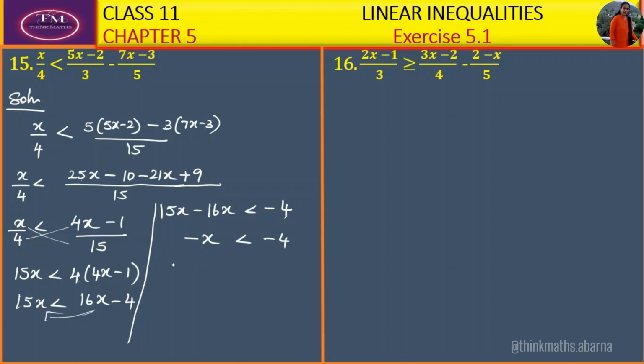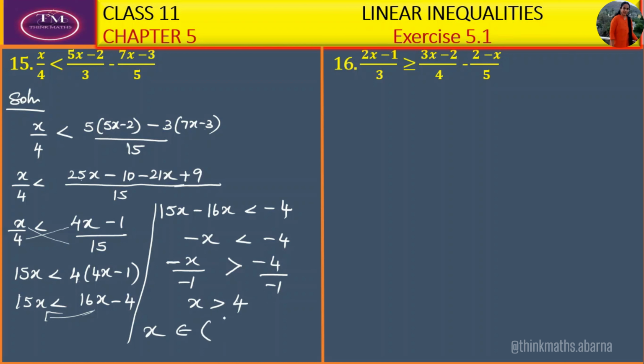As usual, we will divide by negative 1 to remove this negative sign. So if we are dividing by negative, what happens to the inequality? It gets reversed. So less than will become greater than. So it is minus 4 by minus 1. So x greater than minus 4 by minus 1 is plus 4. So this is the inequality.